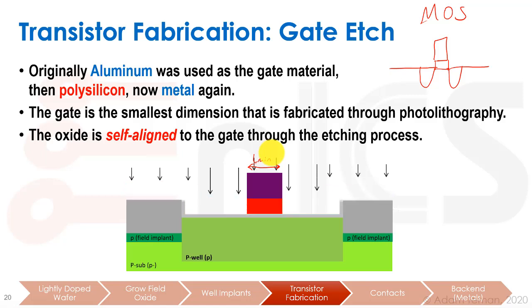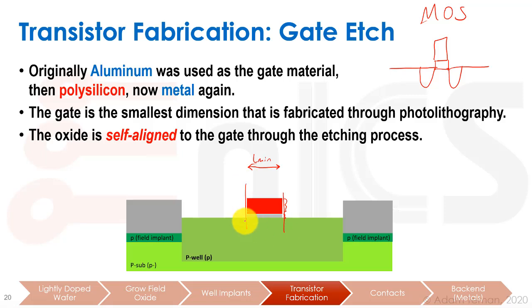Then we're going to etch very anisotropically. So we're going to etch directly down, and it's going to cut both the polysilicon and the gate oxide, and it's going to be completely aligned, so we don't have to have some complicated alignment with very little margin for error.